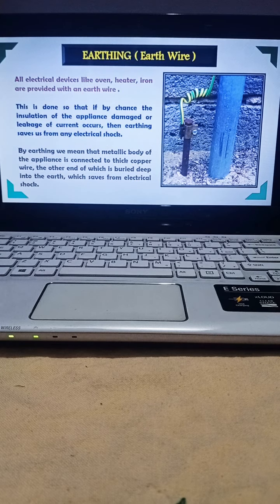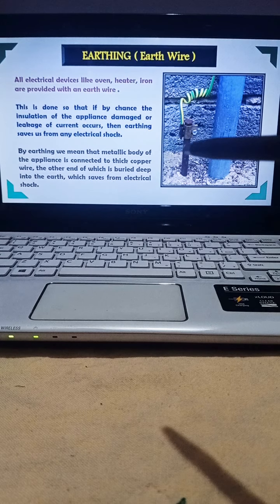So first, why is earthing used, or what is earthing? Earthing is done so that if by chance the insulation of appliances gets damaged, or if there is any leakage of current, then because of earthing it saves us from any electrical shock. So what is earthing? Here you can see in a diagram.